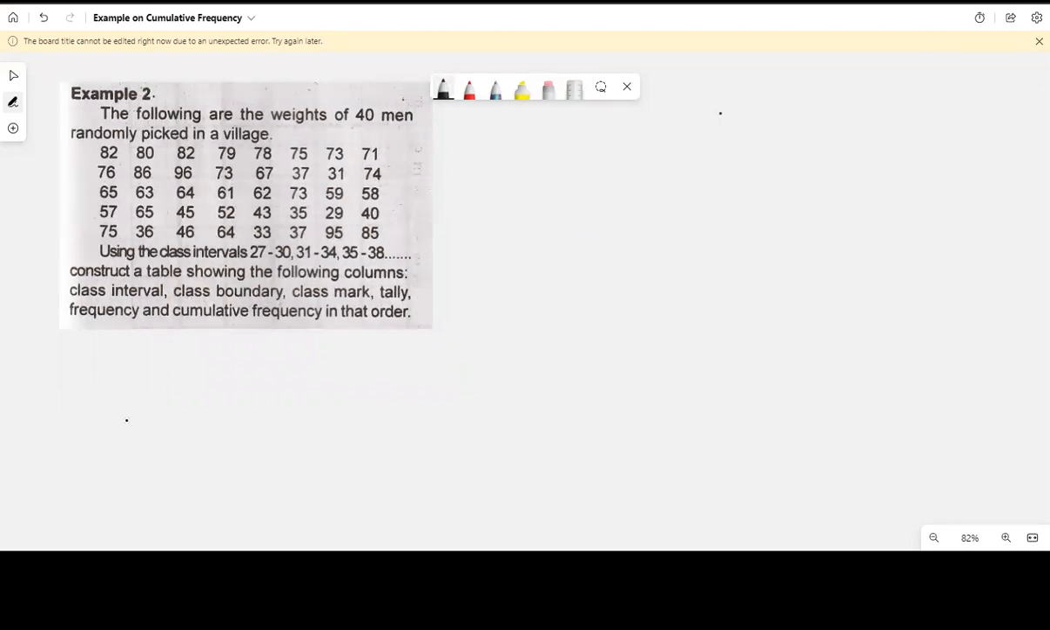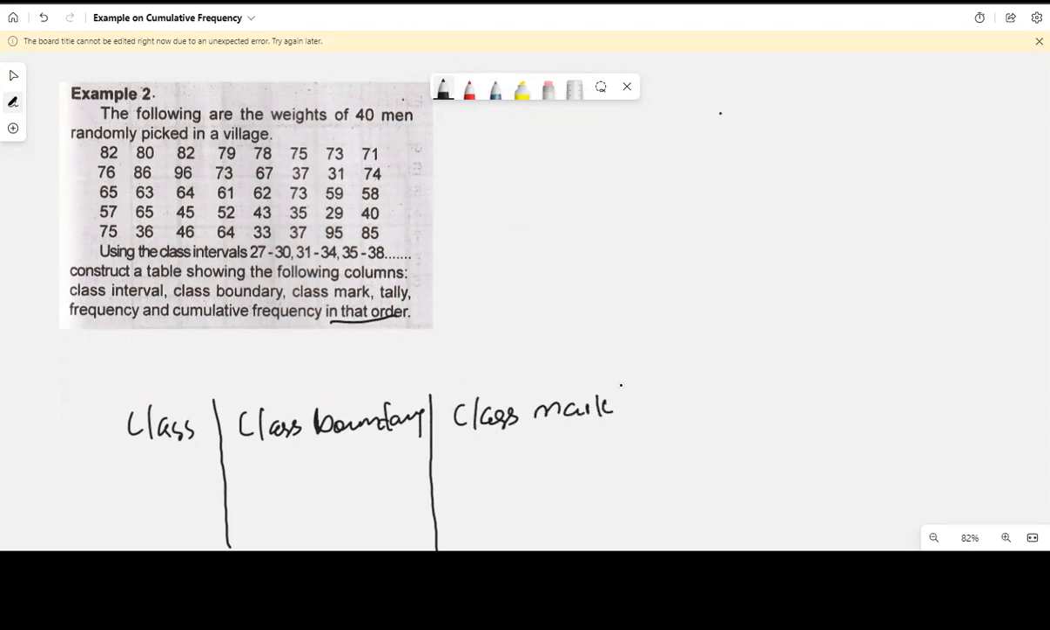So the first thing we have here will be class interval. And the next one, because they say in that order, is class boundary. The next thing is class marks. The next is tally. And frequency, and cumulative frequency. Let me call it CF.